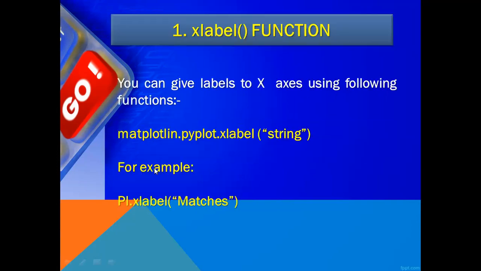So how to use xlabel? You can give the label to the X axis using the following function: matplotlib.pyplot.xlabel. What do you want to specify in the xlabel? Here I have written a string. Any name you want to use as a label, you can write here. For example, pl.xlabel, marks. This is called the label. So pl is the pyplot name, dot xlabel.